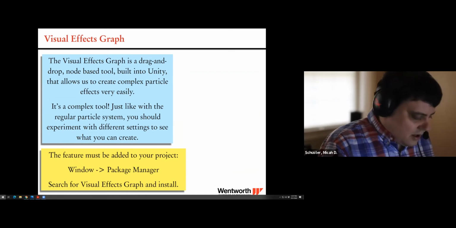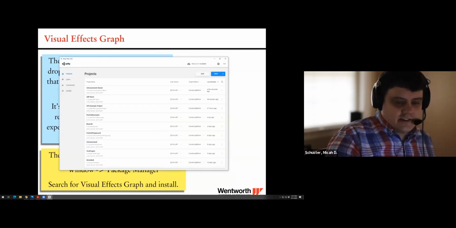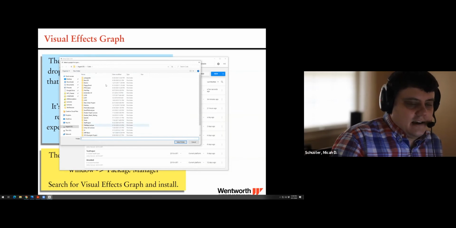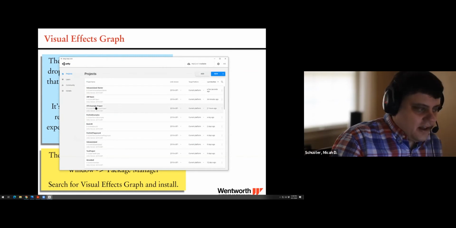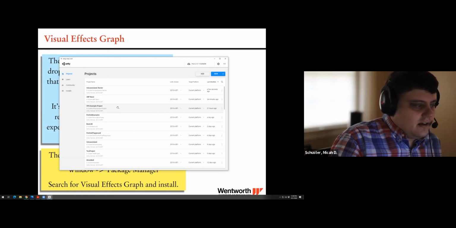So if you clone the project or just downloaded it as a zip, in the Unity Hub, if you're using that, you would say add, and then you'd go find the folder where you downloaded it, and it should open just fine. So mine is called VFX Example Project, which I think is what the repo is. So I'm going to open this one up.